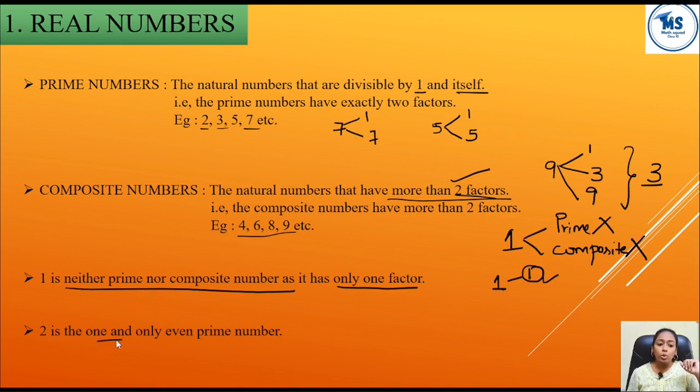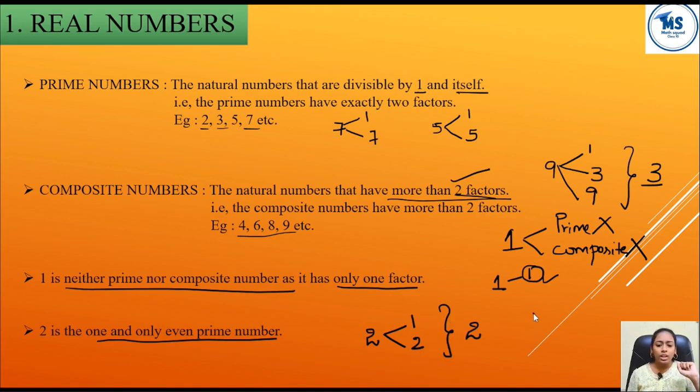And 2 is the one and only even prime number. 2 is an even number, of course we know that. And 2 is also a prime number. Why? Let's see. What are the factors of 2? 1 divides 2, and then 2 divides 2. Are there any other factors? No. So 2 has exactly 2 factors, which means it is a prime number, right? 2 is the one and only even prime number. There's no other even number which is a prime number.